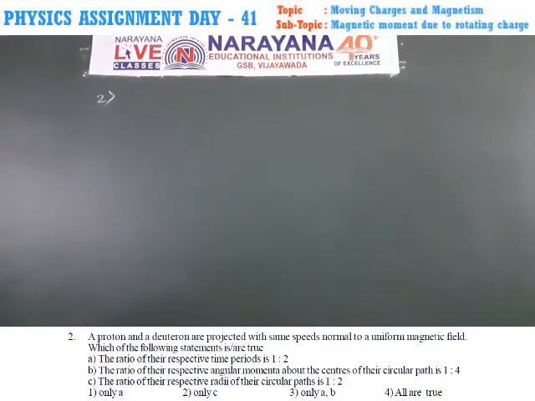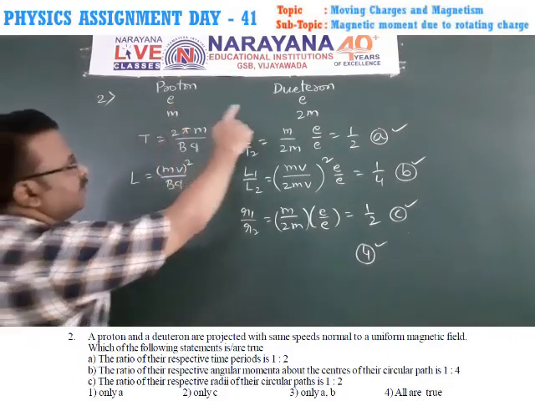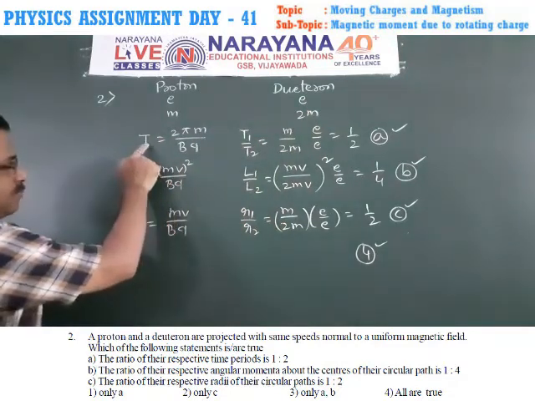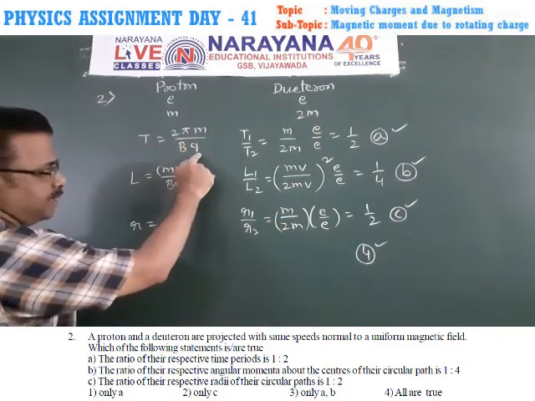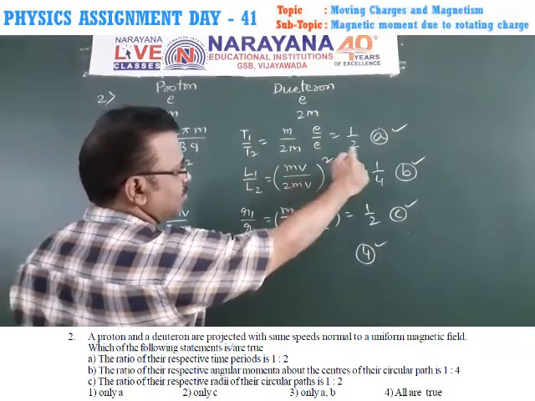Question number 2. A proton and a deuteron are projected with same speeds normal to a uniform magnetic field. Which of the following statements is true? See here, for a proton charge is e, mass is m. For a deuteron charge is e, mass is 2m. For time period the expression is 2 pi m by bq. So T1 by T2 is equal to m by 2m, e by e. You will get 1 by 2.